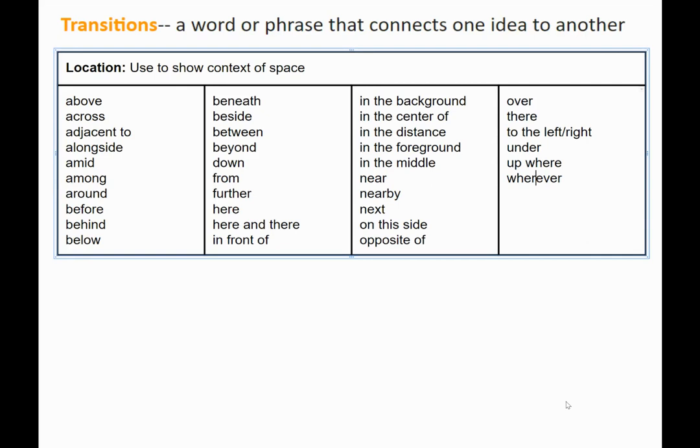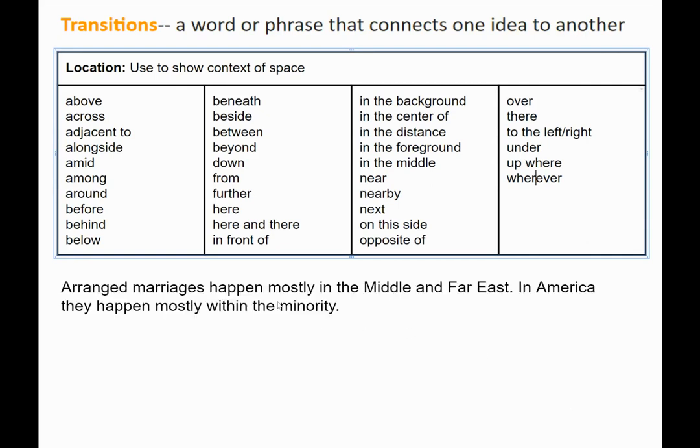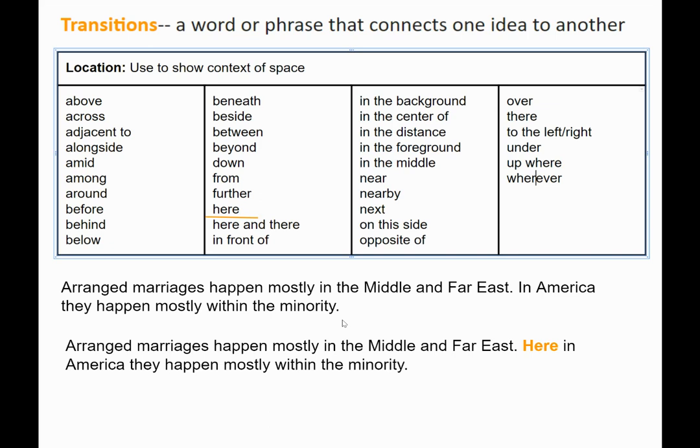Next, we have location. So, arranged marriages happen mostly in the Middle and Far East. In America, they happen mostly within the minority. I added the word here because we don't live in the Middle and Far East. So, by adding the words here in America, it connects those two ideas.